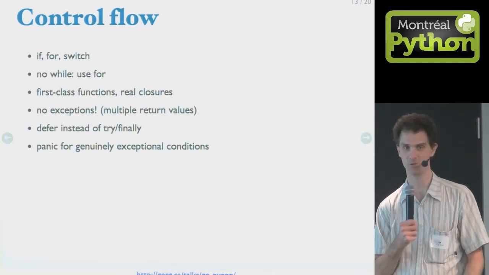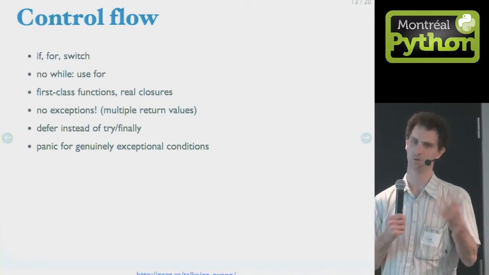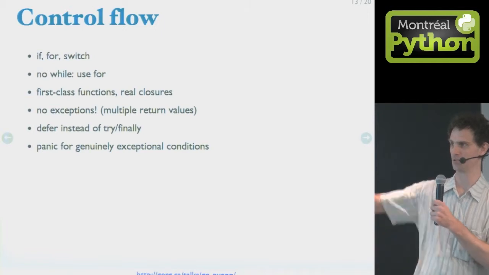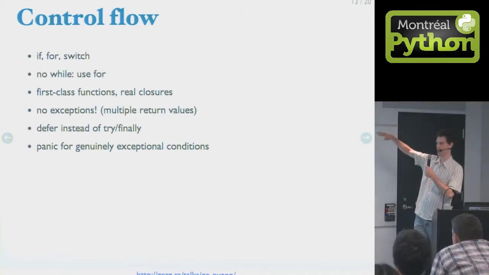The other thing that exceptions are nice for is try finally. Well, there's a nice little mechanism for that called defer. And the way defer works, you just do file equals, and you open a file, and then the next line of code is defer file.close. And it doesn't happen right there. It's deferred until the appropriate point, which works very nicely.